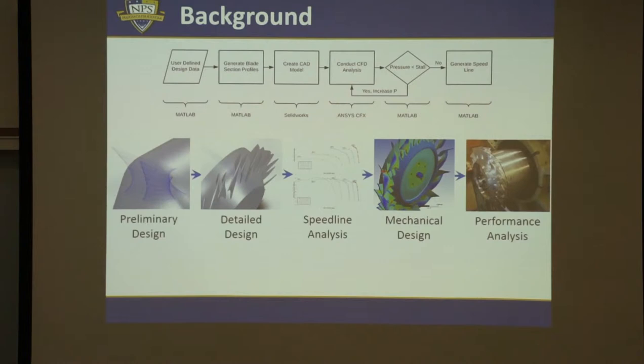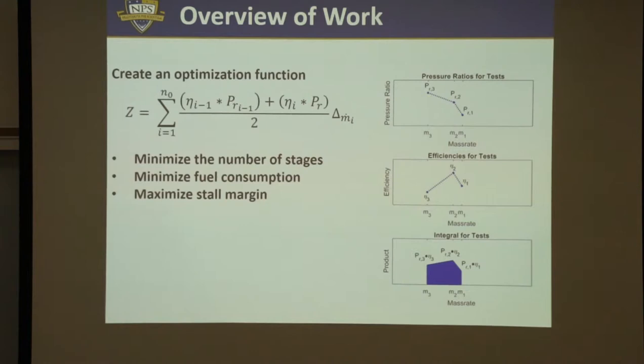So, overview of the work for the thesis. The first point was to create an optimization function. Without a way of quantifying how good a particular compressor is, the optimizer isn't able to drive towards an optimal solution. So our Z function is listed there. That is the trapezoidal rule for integration of the product of efficiency and pressure ratio with respect to mass flow rate. That's illustrated on the right-hand side.